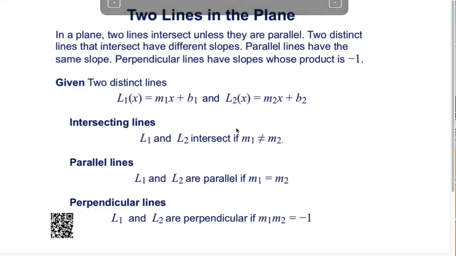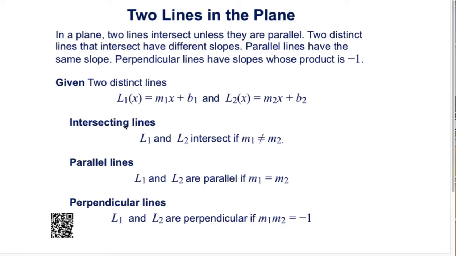Hey guys, welcome to my video on writing equations of parallel and perpendicular lines. Okay, so we left off having to talk about how to write lines using slope-intercept form and using point-slope form. So in this video, I'm going to show you how to use each form in writing equations of parallel and perpendicular lines. Okay, so let's review.